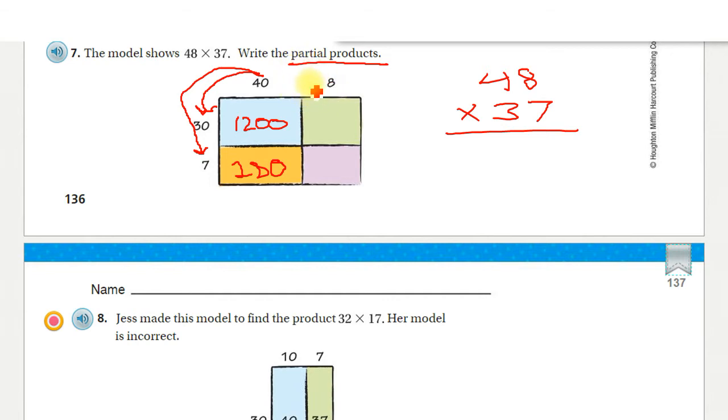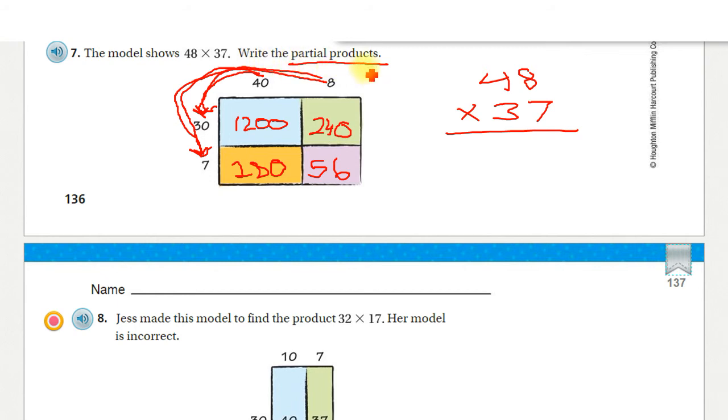Okay, and then I tell my students next you go to the 8, and the 8 has to do the same thing. It has to be multiplied times the 30, and then the 8 has to be multiplied times the 7. So 8 times 30, I can use mental math. 3 times 8, 24. Add my 1 zero, because there's no zero here, just 1 zero to add, so that's 240. And then finally 8 times 7. 8 times 7, 56, and those are my 4 partial products.